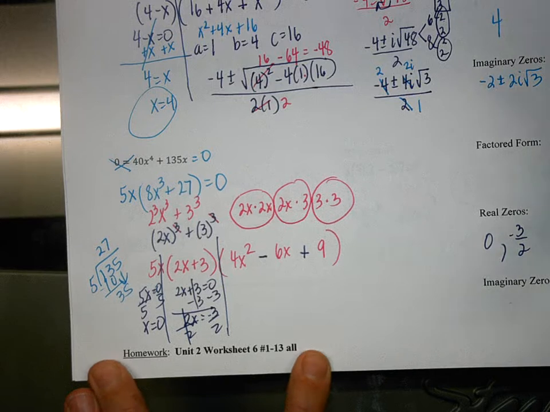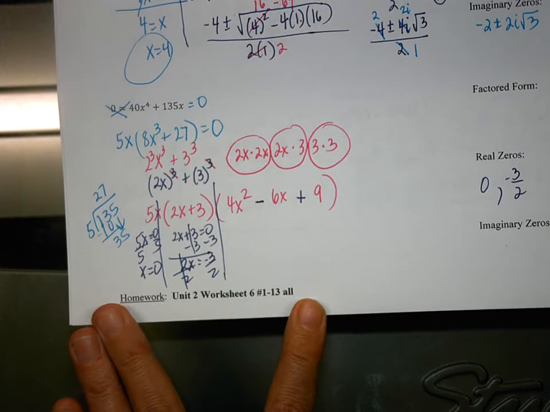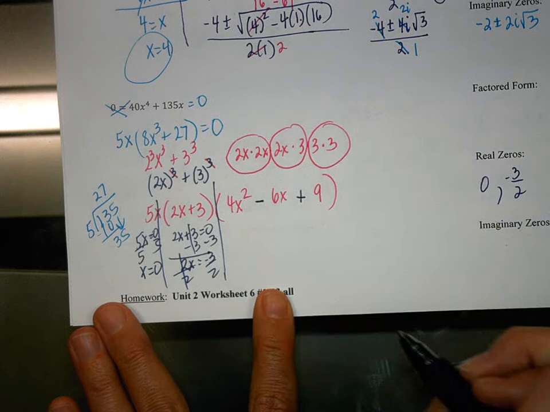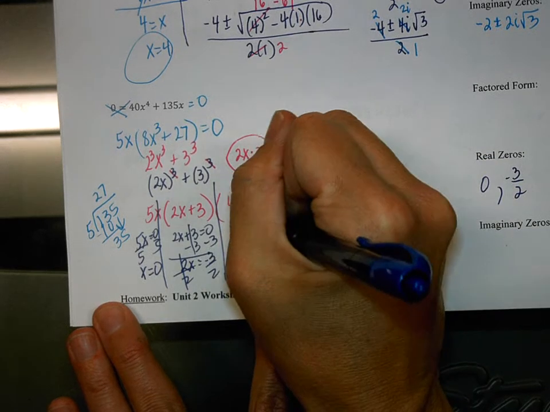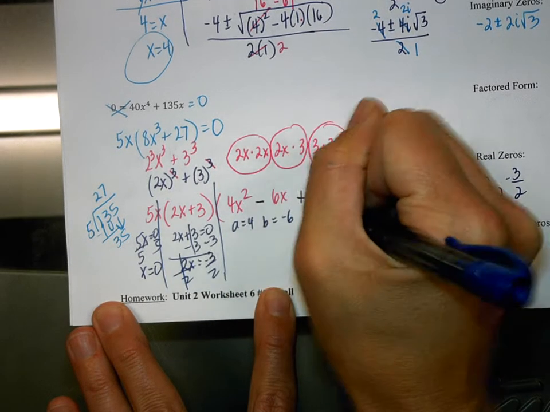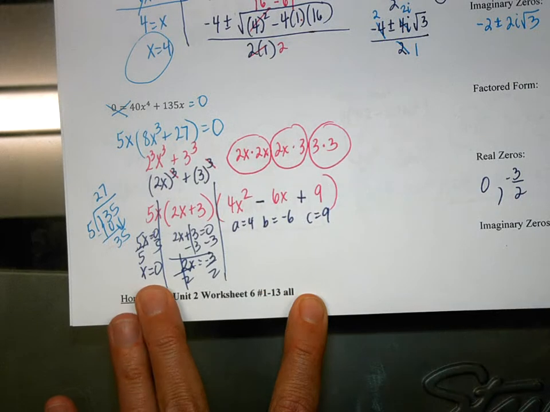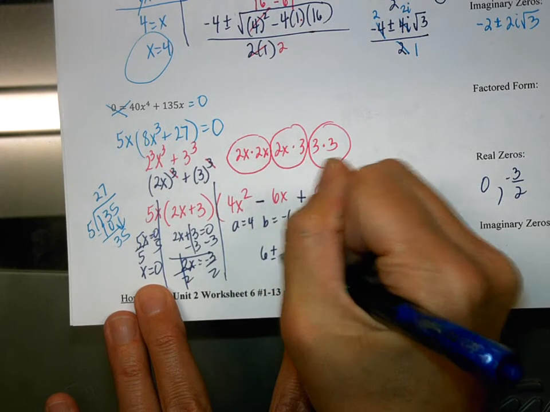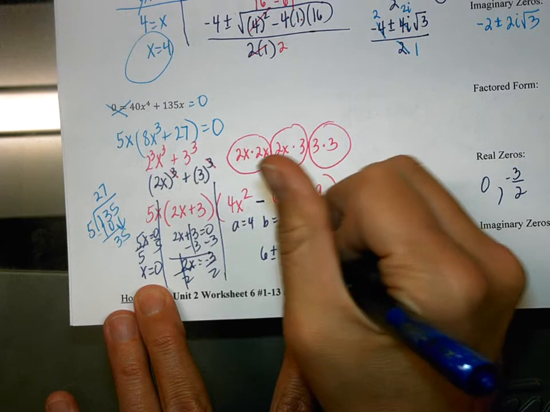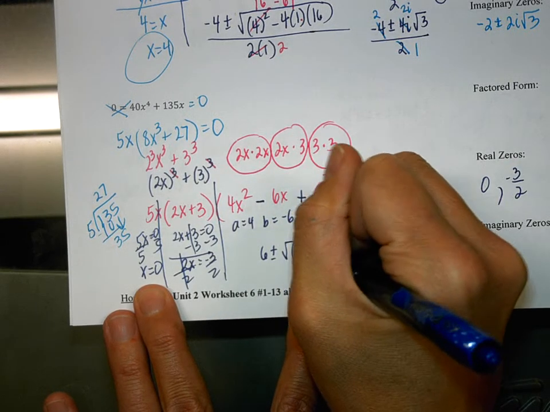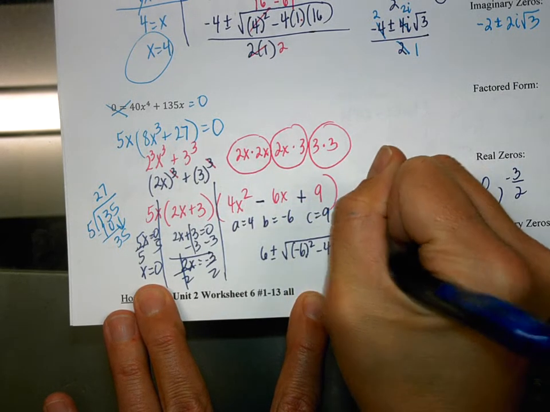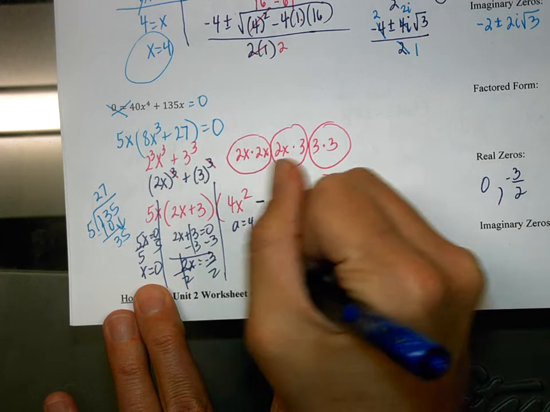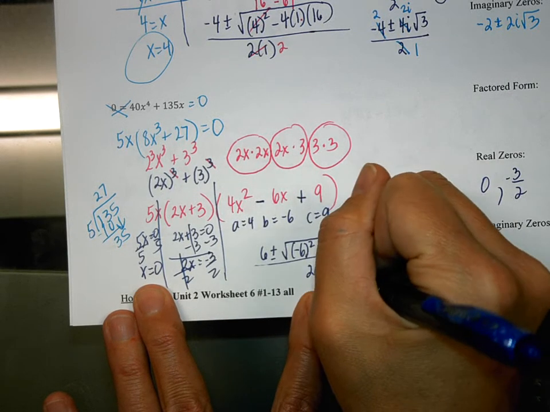And then the last one, we have to use our quadratic formula. It's written in the correct descending order. And so A is 4, B is negative 6, and C is 9. So when we do this, we get negative B, which is 6, plus or minus the square root of B squared, which is negative 6 squared, minus 4 times A, which is 4, times C, which is 9, all divided by 2A, which is 2 times 4.